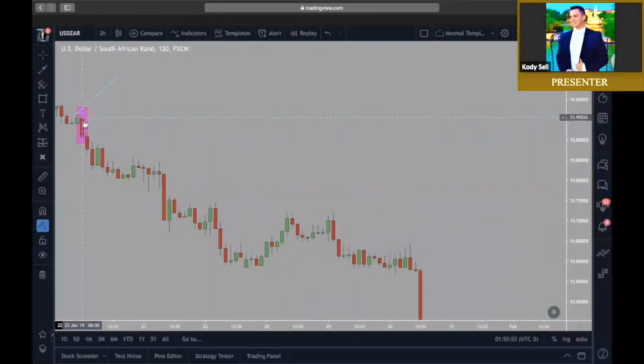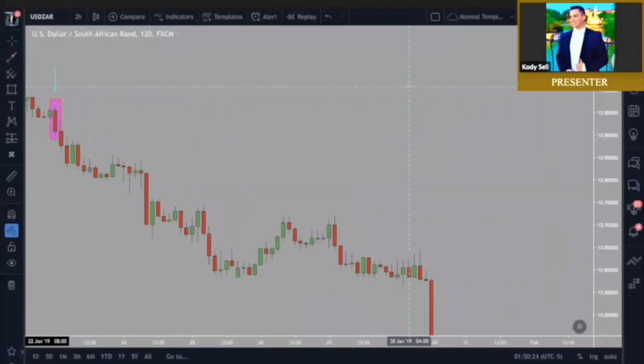It completely engulfed the previous candle. So if you're looking at this, what do you expect to happen after you see this candlestick print right here? Of course, you expect that we're going to head to the downside. That's what that candlestick means.